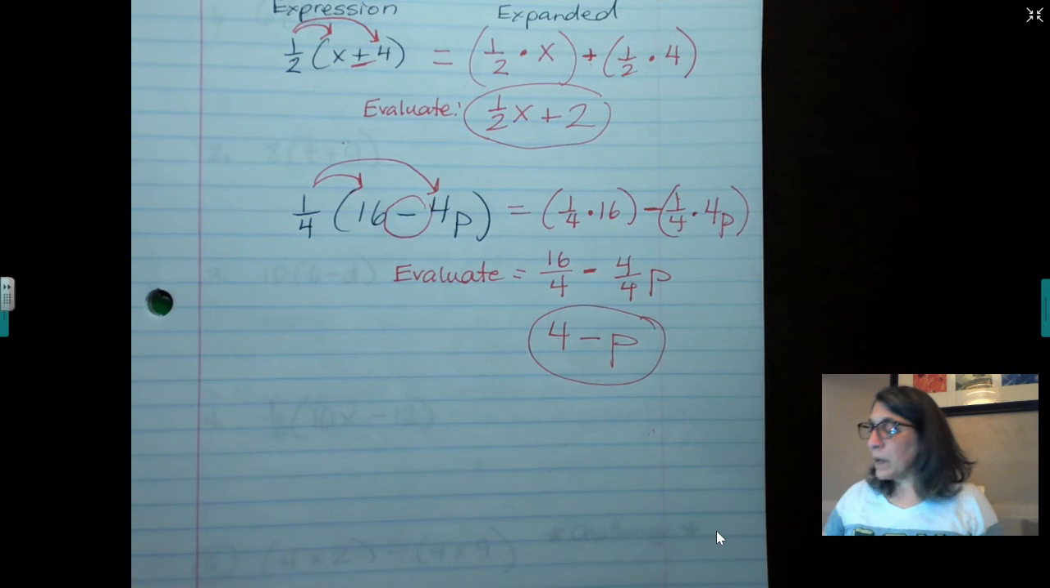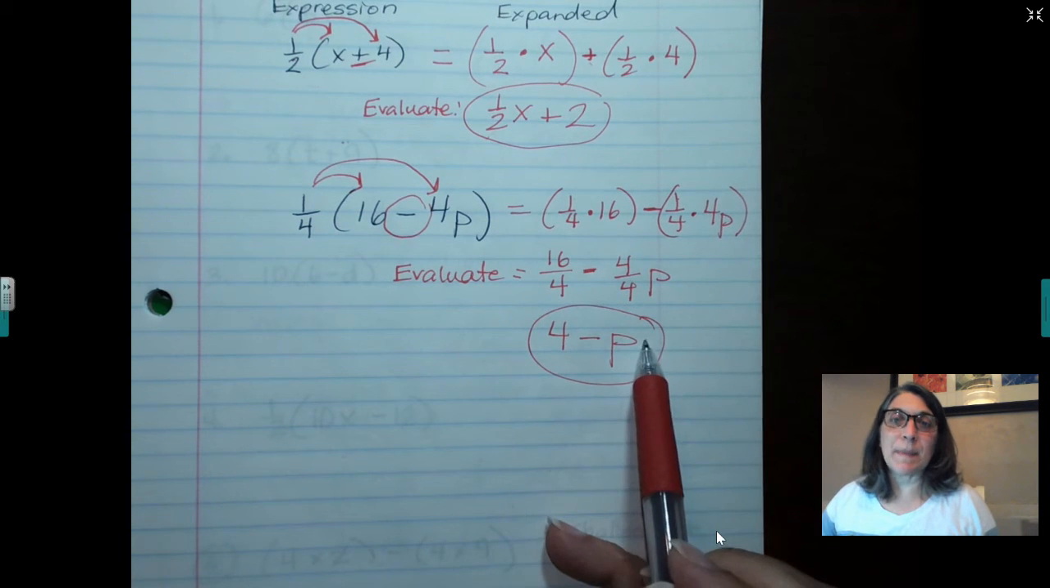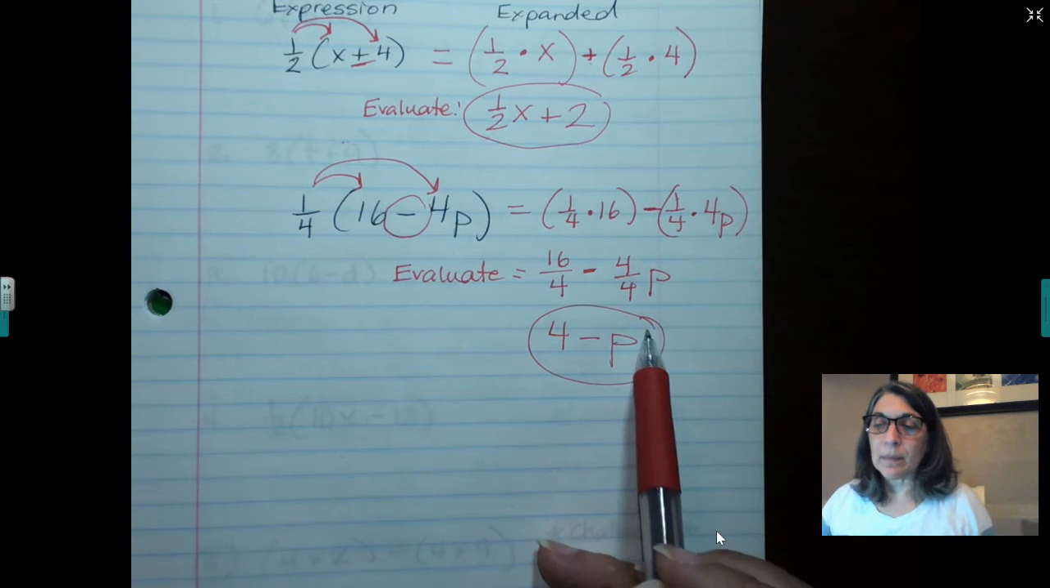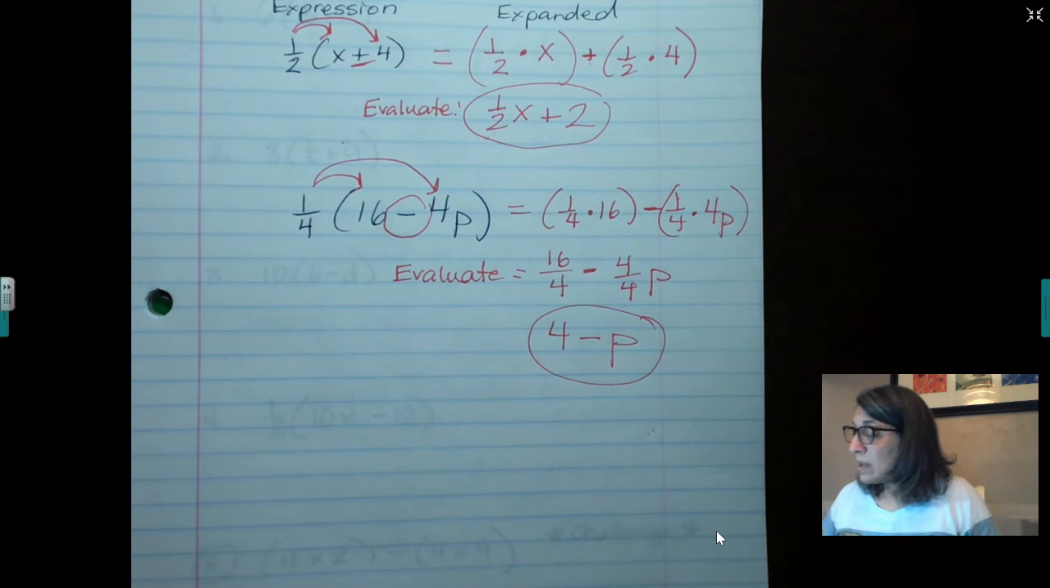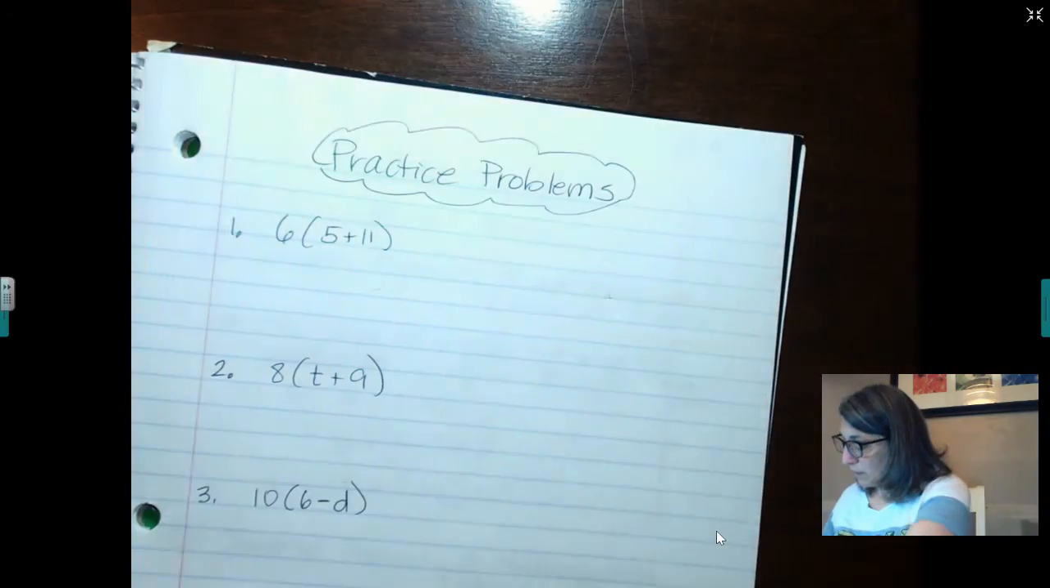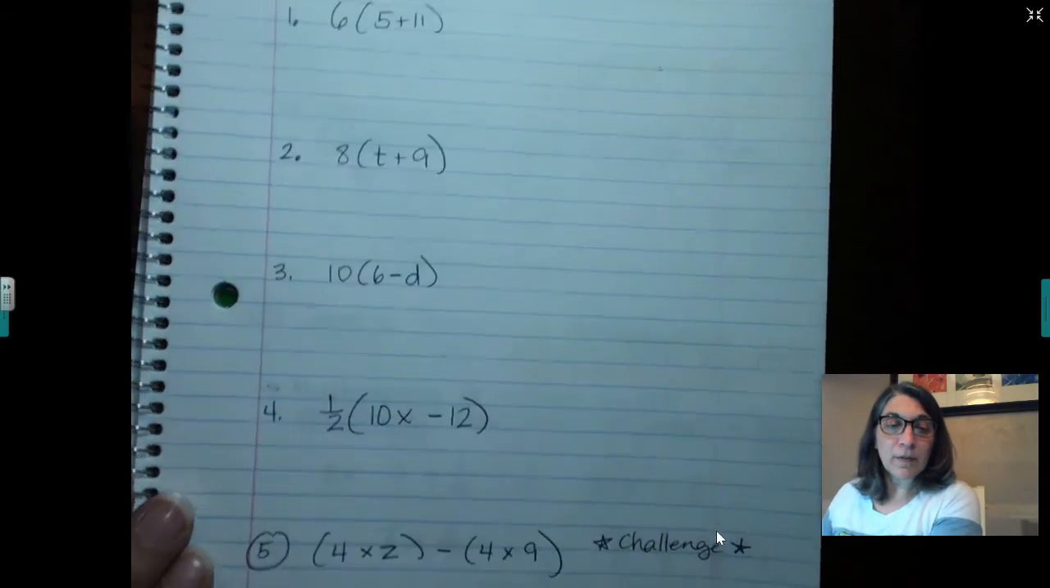So that's why you really got to be able to use these steps and expand it out. Okay, you really need to be able to do that because the things are going to get more complicated. Okay, how are you feeling? Hopefully okay. So I'm going to turn to this page. I've already got some practice problems. There's only 5 of them, but I gave you a challenge one.